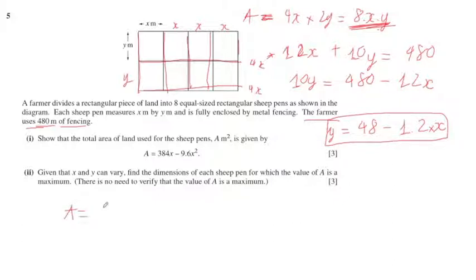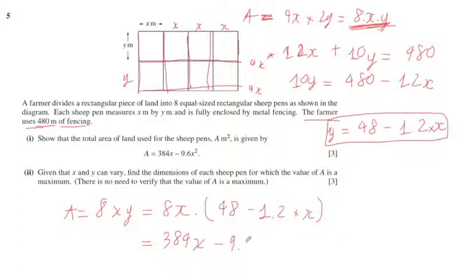You get A will be equal to 8xy, and x times y. The formula for y is 48 minus 1.2x, and expanding, 8 times 48, you get 384x, and minus 8 times 12x over 10, meaning 9.6x squared. The showing is done.